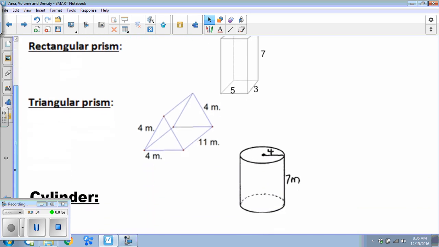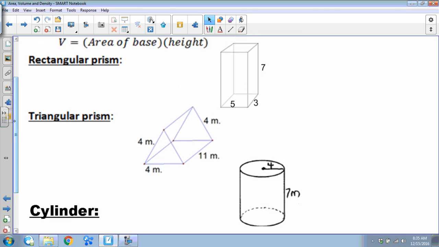And cylinders. So all of these have the same base on top and bottom. This has a rectangle or a square on top and bottom. This has a triangle on top and bottom, even though it's tilted on its side. And this has a circle for top and bottom, right? The top and bottoms are the same. You could flip it over and it would look just the same. Those are all the area of the base times the height.